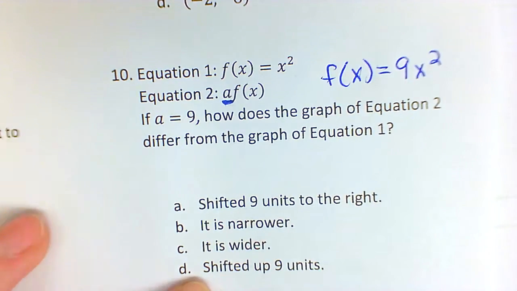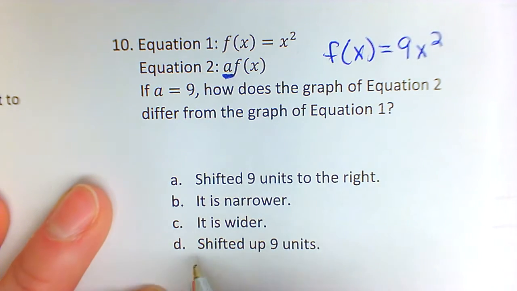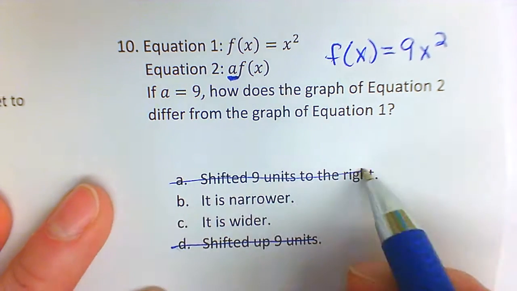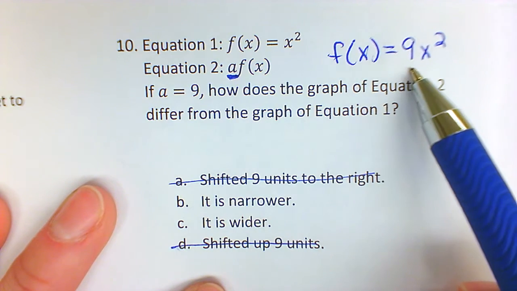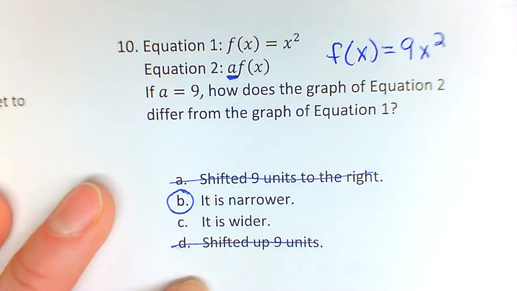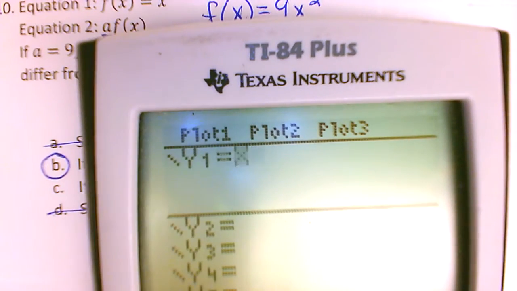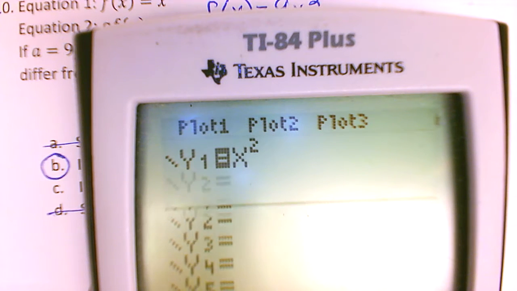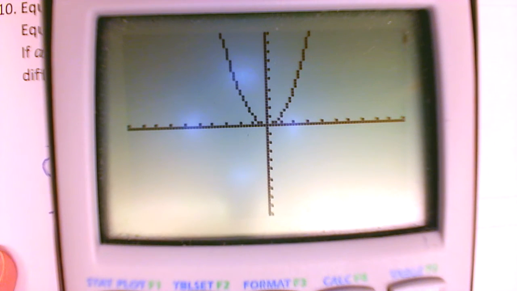So whenever you multiply something to your parent function, that one's either going to make it wider or narrower. So it's not going to shift up or it's not going to shift to the right. So between these two, if you've got a bigger number, that's actually going to make your quadratic narrower. But just to prove it to you, you can always plug in both equations together. So I'm going to do the parent function and the one that changed, 9x squared. If I hit graph, there's the parent function, and there's 9x squared. The parabola got narrower.